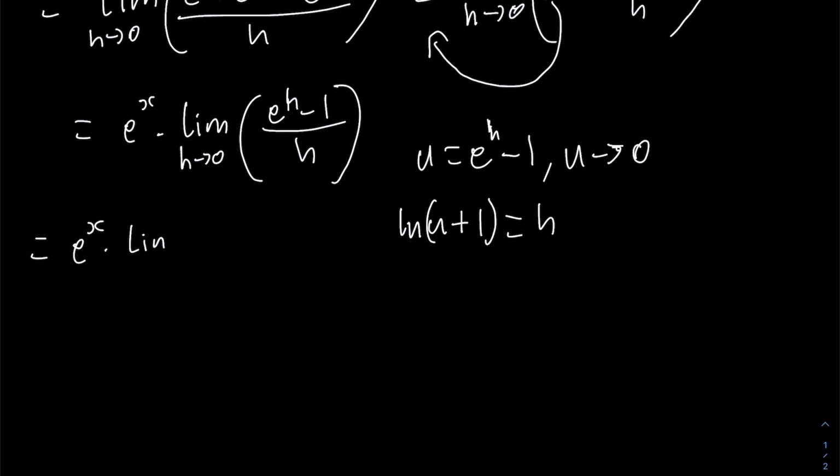So we have the limit now as u is going to 0. And our function now, our numerator is just our u, and that's all over h, which is ln of u plus 1. And now you may ask, why did you do this?